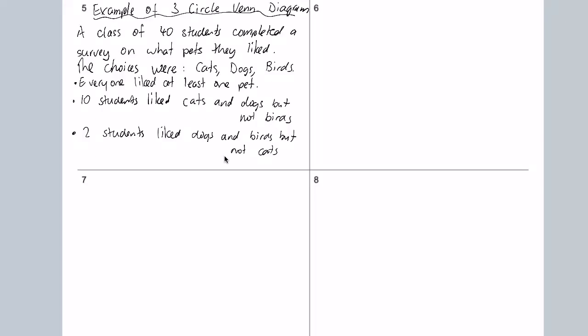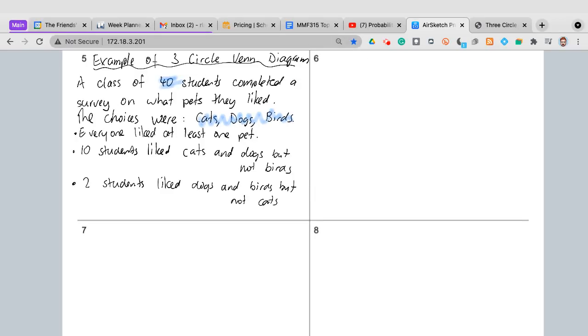So a class of 40 students. All right, here we go. I genuinely haven't prepared this at all. A class of 40 students completed a survey of what pets they like. The choices were cats, dogs, and birds. And then I've got a few facts here. They're not all the facts, actually. So the facts are, we're going to have a look at them on the actual page itself, and I'll write it as we are reading it.